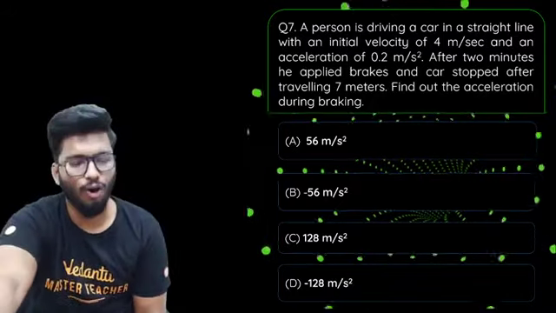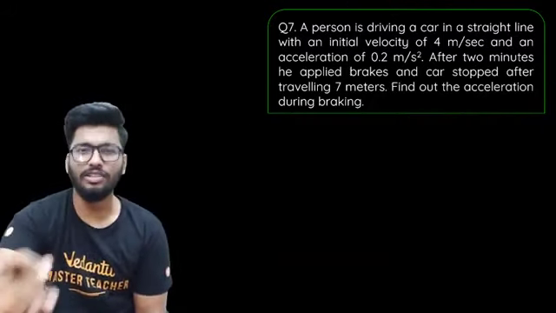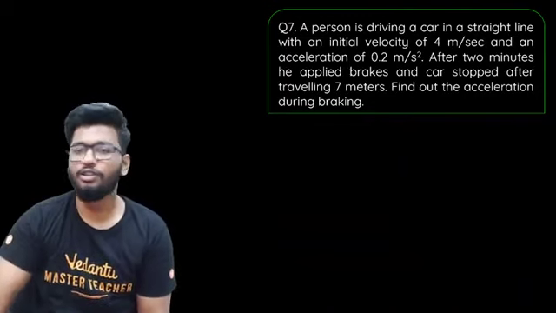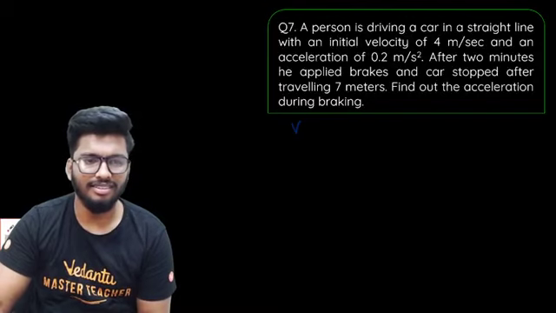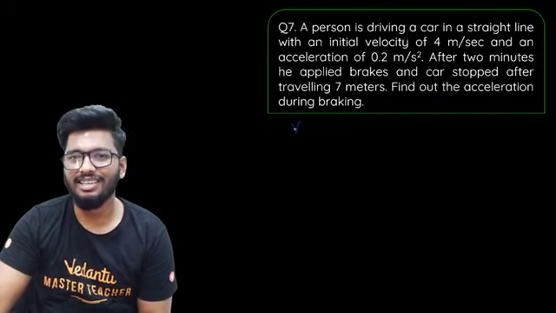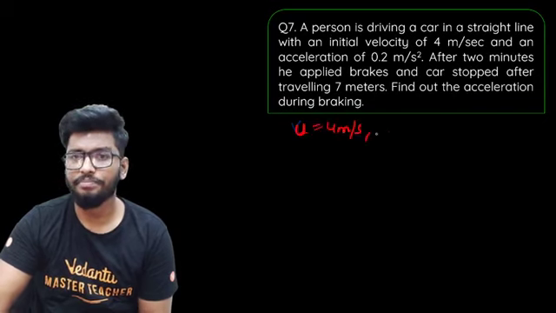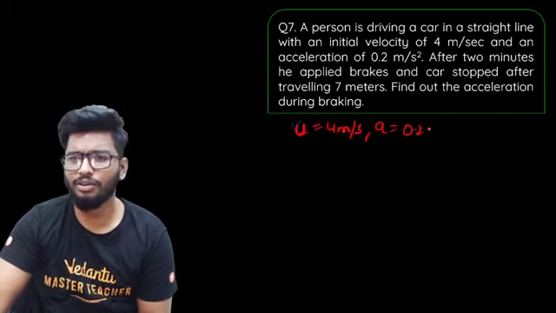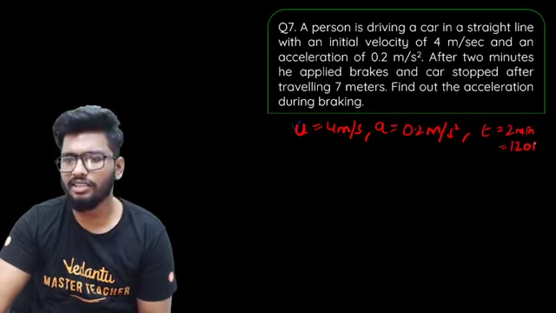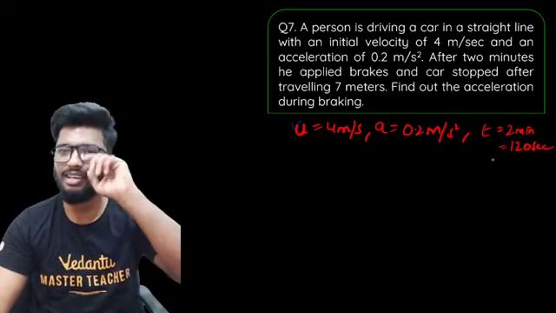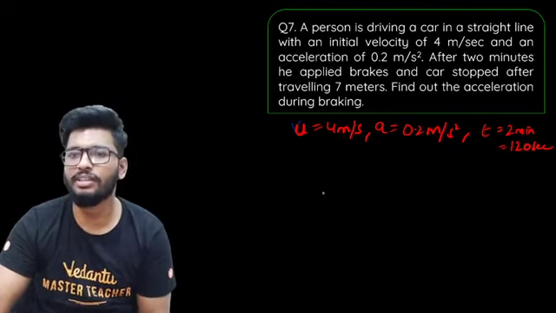Try and solve this question all by yourself. I'll also try to help you guys out. So first of all, write down the given data. Initial velocity is given as 4 meter per second. The acceleration is given as 0.2 meter per second square. Time taken is given as 2 minutes, which is nothing but 120 seconds, because everything is in meter per second, so I'm going to convert this also to seconds.